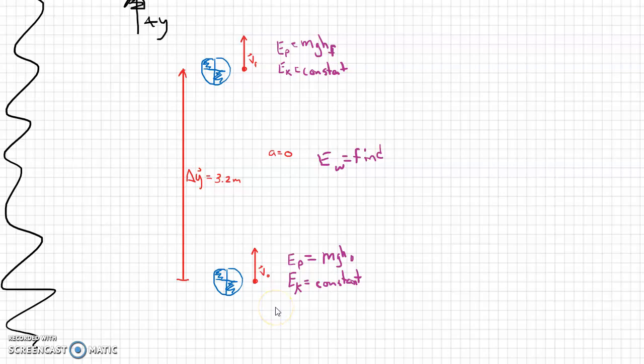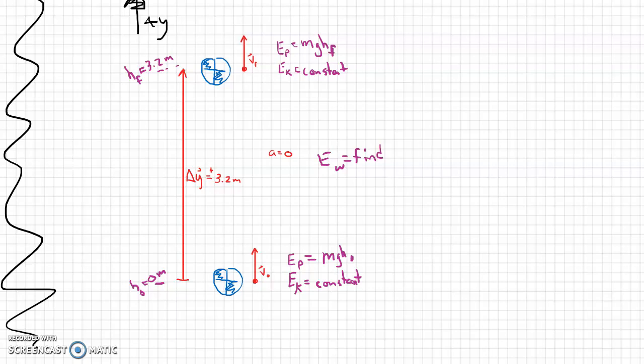For the sake of this problem, I think it makes sense to call the original height 0 meters, so we can say that's at ground level. And up here, where it reaches its highest height, would be 3.2 meters. This makes it convenient. This agrees then with our displacement of positive 3.2 meters in an upwards direction.